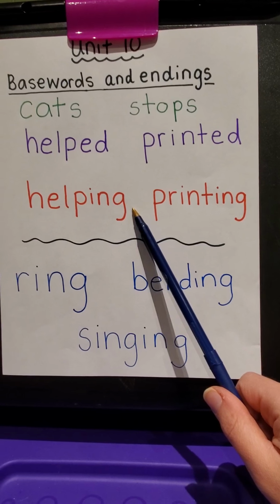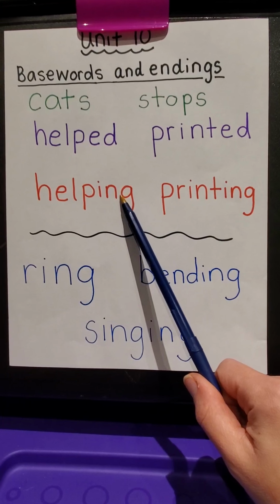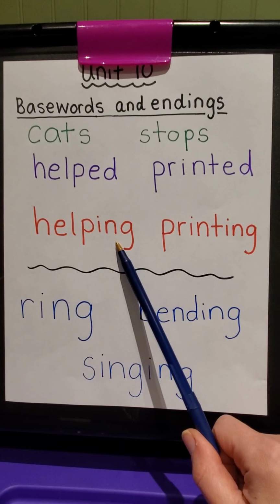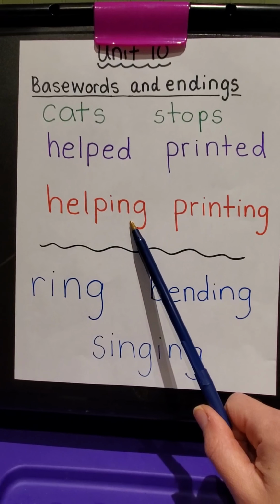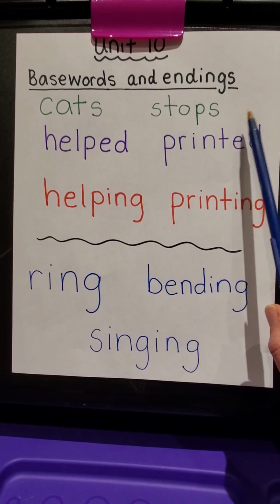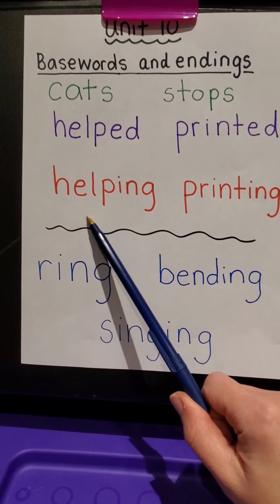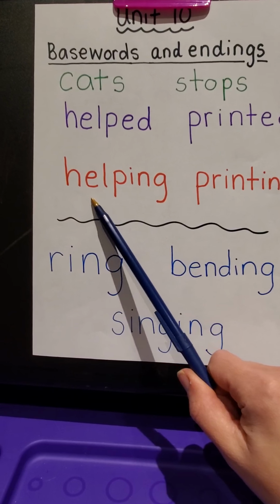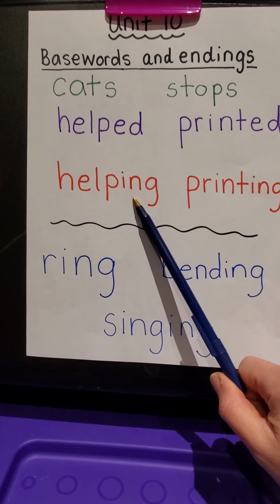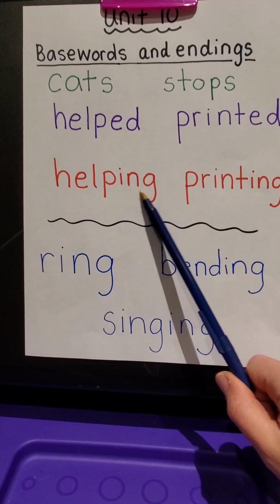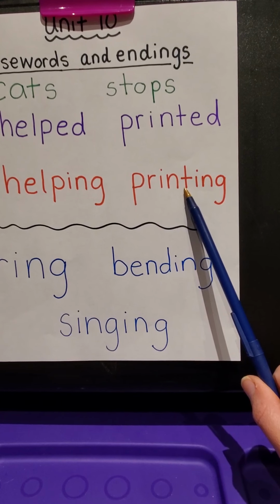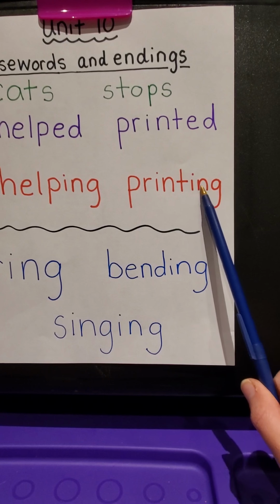Then we have base words adding ing. When we add ing to a base word, that means it's happening now too, just like when we add S. So here we have help is the base word, add ing, and it's helping. This word, print, is the base word, add ing, and it's printing.